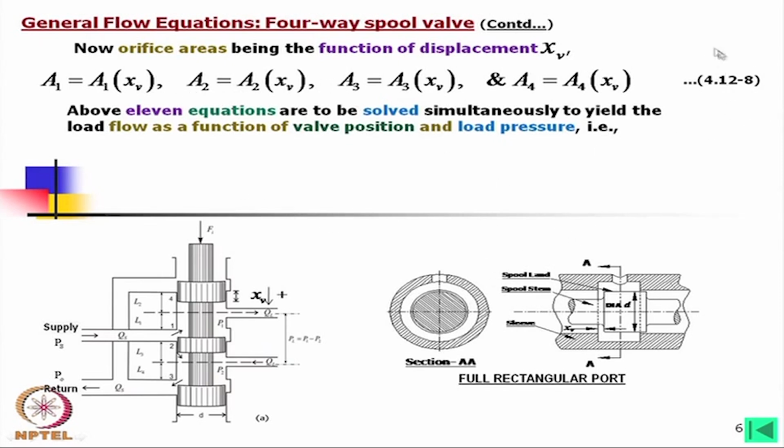Now, how many equations have we developed? They are 7, and here actually with this equation number there are 4. So, totally 11 equations are to be solved simultaneously to yield the load flow as a function of valve position and load pressure. Now, QL as well is a function of xv and PL, because this load flow will definitely vary when xv varies, and the load pressure will also vary.